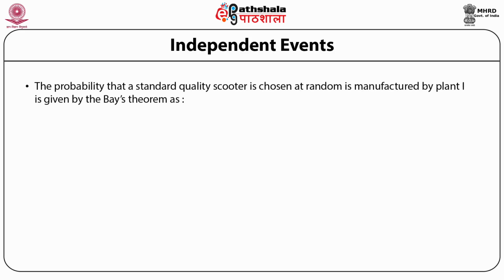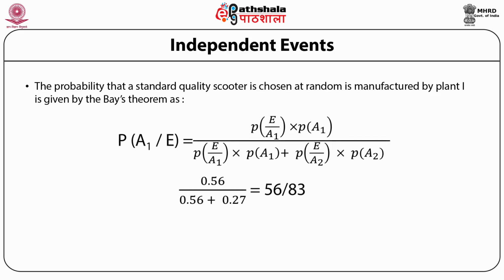The probability that a standard quality scooter chosen at random is manufactured by plant 1 is given by Bayes' theorem. The probability of A1 for given E is, according to Bayes' theorem, probability of E when A1 has already occurred, into probability of A1, divided by the total probability of E, and similarly for the A2 event. So this is the result.